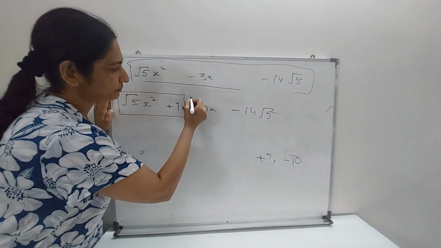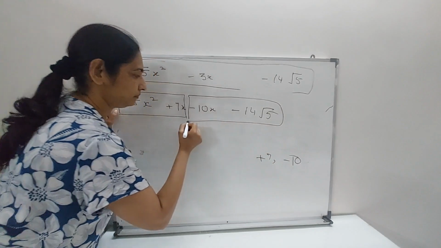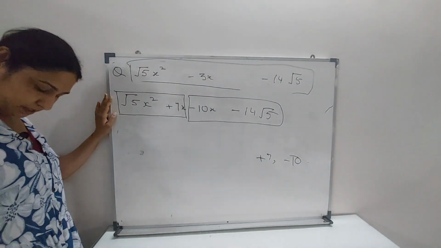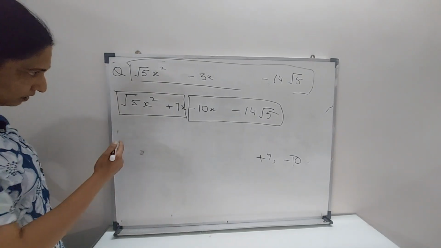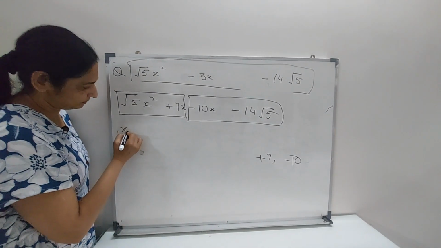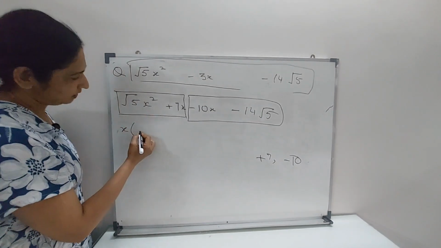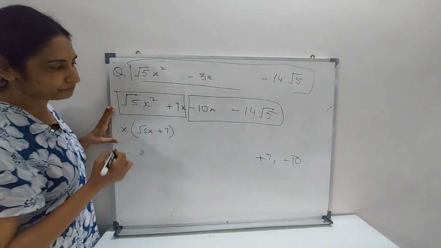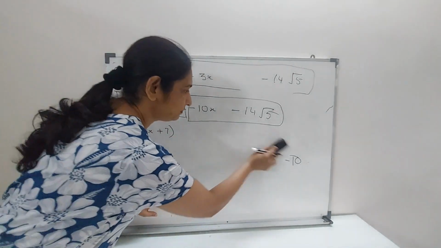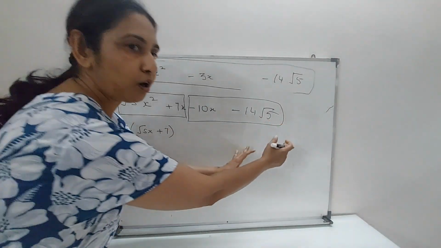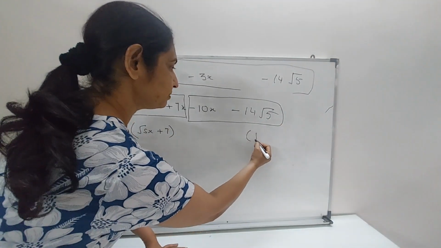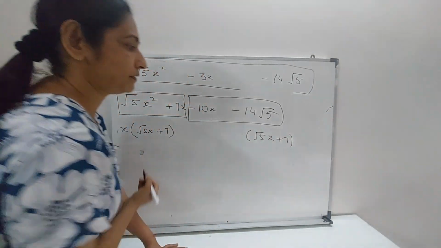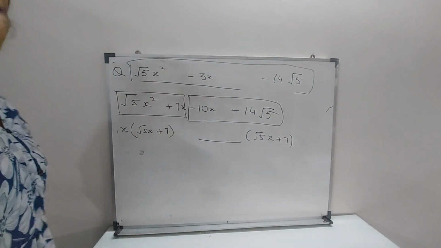Next step, box. What should I take out common? Again the same problem. Nothing much that we can take out common. Okay, so x, we're left with root 5x plus 7. Next step, copy it as it is, root 5x plus 7, and we are yet to find the common number here.